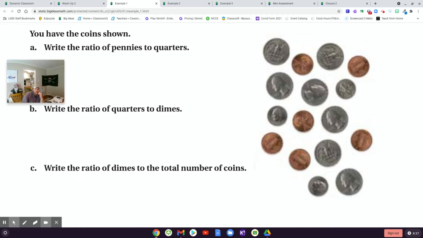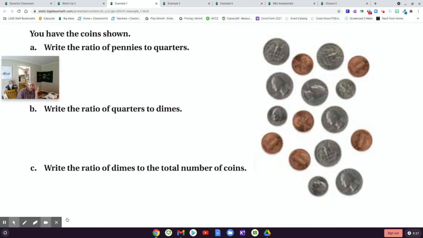Now, I know most of you probably don't deal with a lot of cash anymore. It's all digital. But these little copper guys here, these are pennies. The small silver ones are dimes, and the big ones are quarters. So what is the ratio of pennies to quarters? All right, if you said 6 to 7, you are correct, because there's 6 pennies, and if you count them up, there are 7 quarters. And remember, the order is important. So if it's the ratio of pennies to quarters, it's 6 to 7, not 7 to 6.